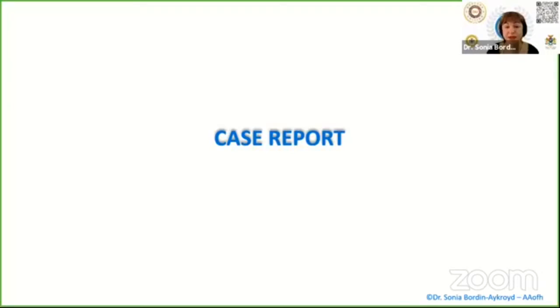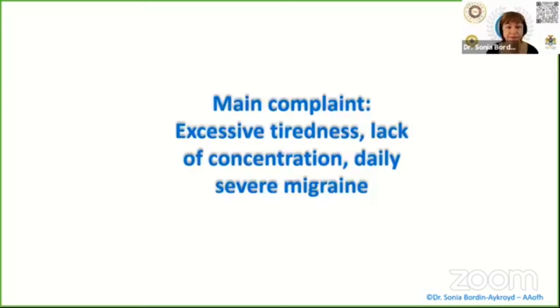To illustrate an integrative multidisciplinary approach to sleep disorder breathing. The patient's features were covered to preserve their identity. The main complaint was excessive tiredness, lack of concentration, and severe daily migraine.